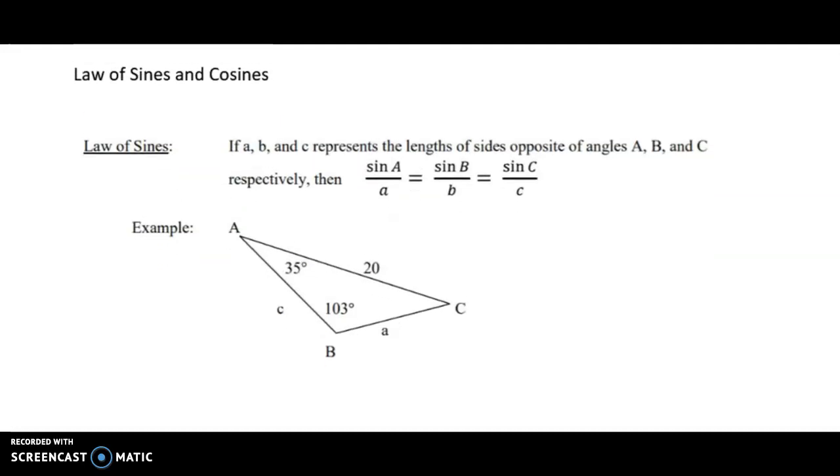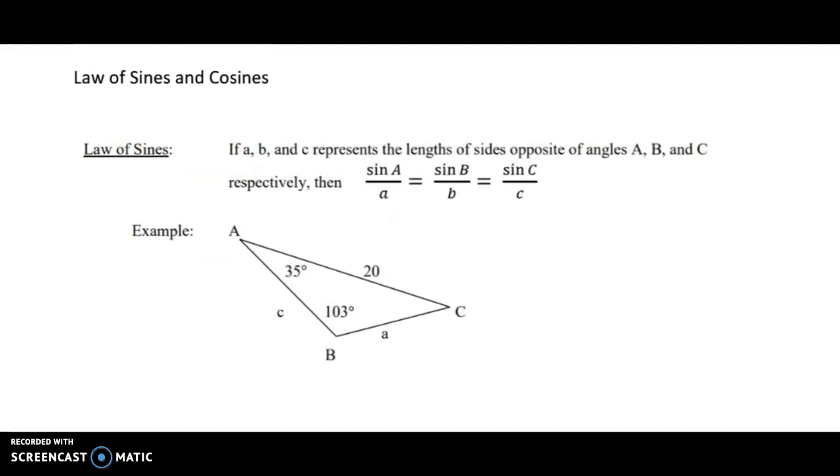So what we are going to talk about are the laws of sines and cosines. These laws are used to solve what we call oblique triangles. So those are triangles that are not right triangles. They don't have a 90-degree angle in them. So first, the law of sines.